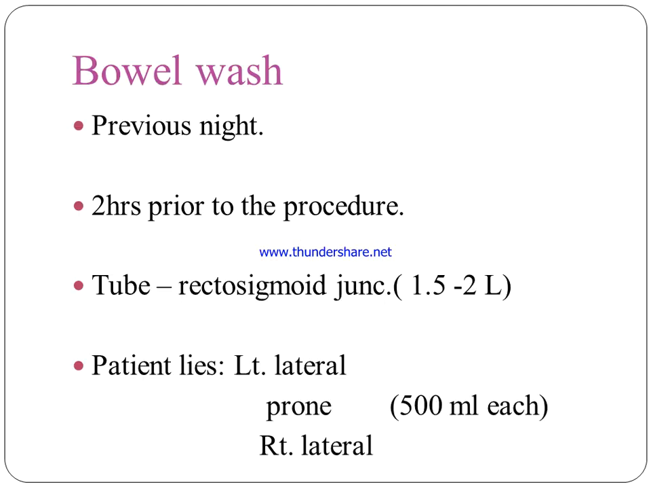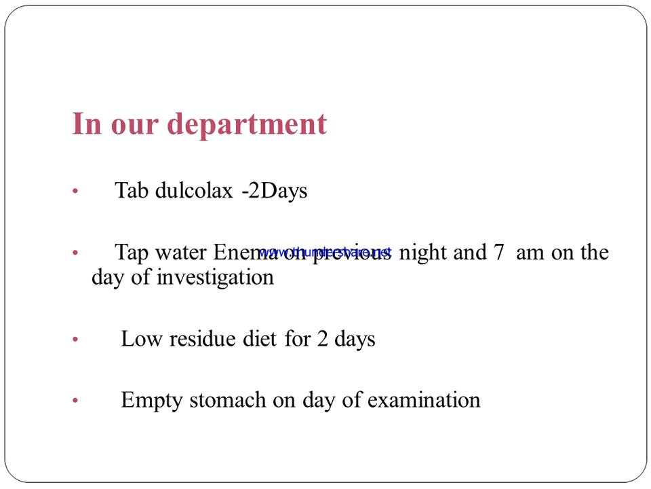For bowel wash, the previous night bowel wash should be done, or a bowel wash 2 hours prior to the procedure. Then the tube is inserted into the rectosigmoid junction, and 1.5 to 2 liters of barium are injected. Then the patient lies in a lateral, prone or right lateral position.